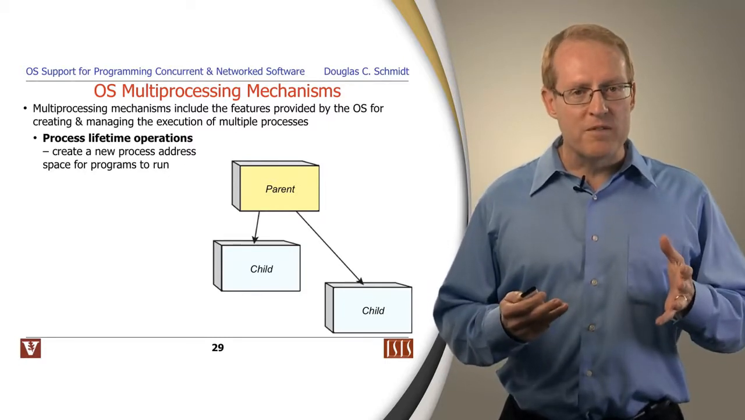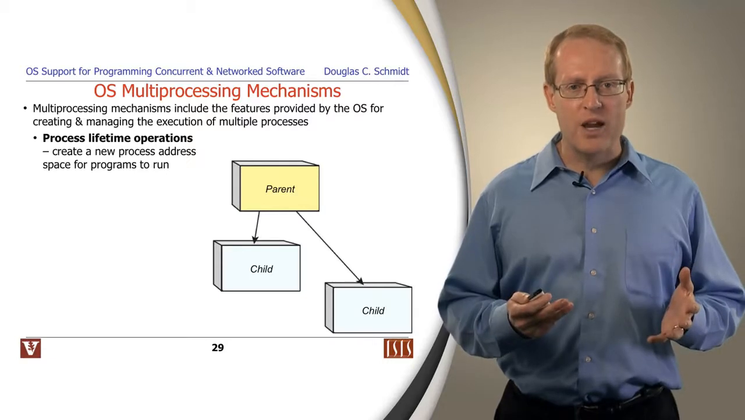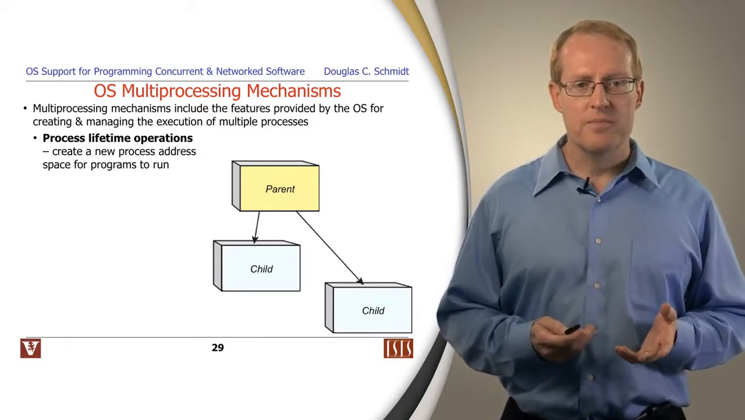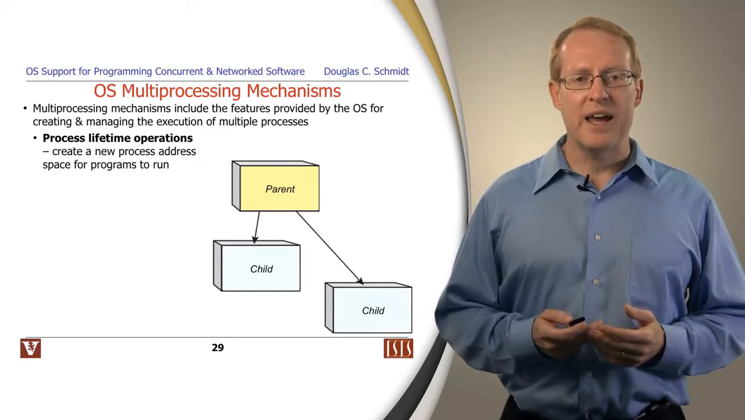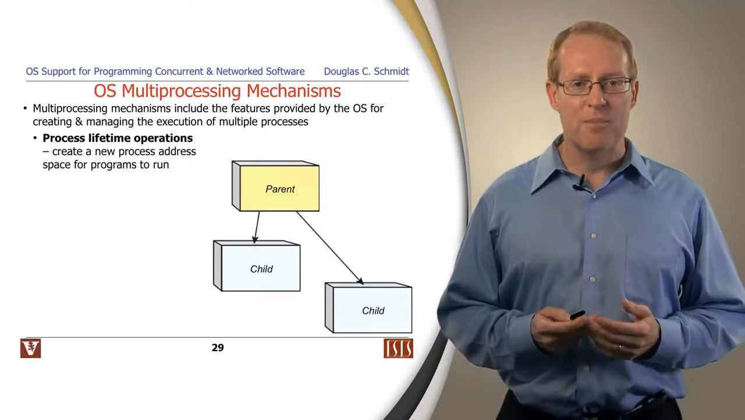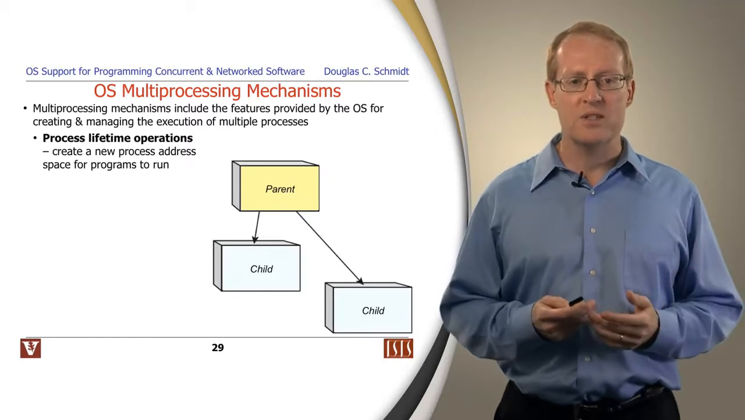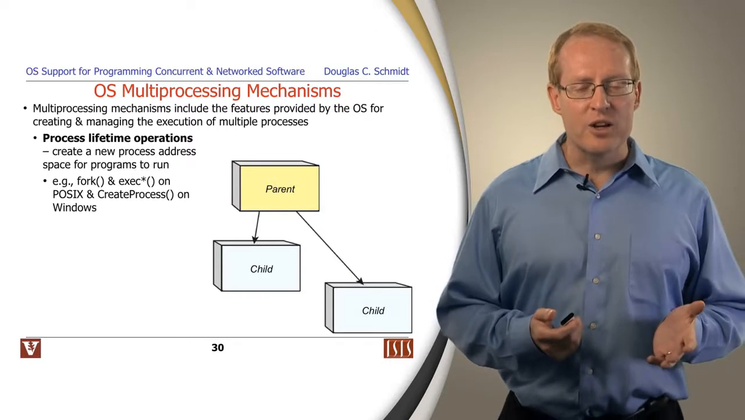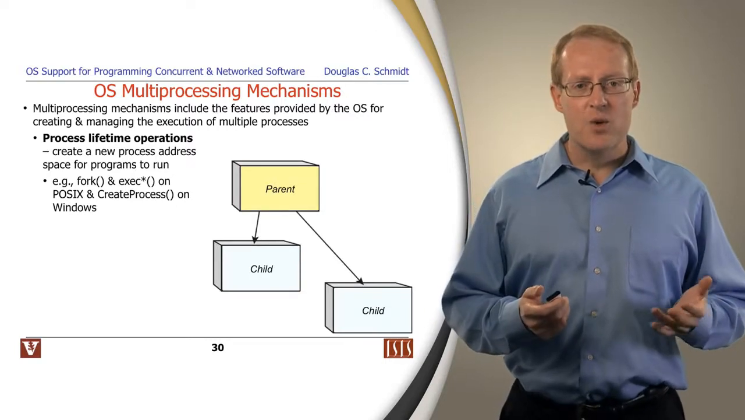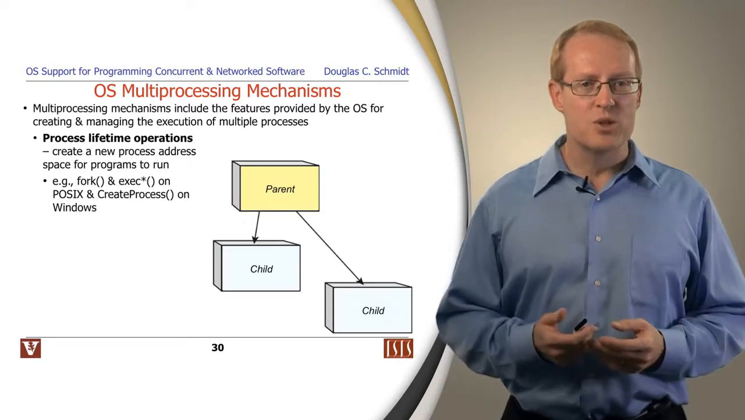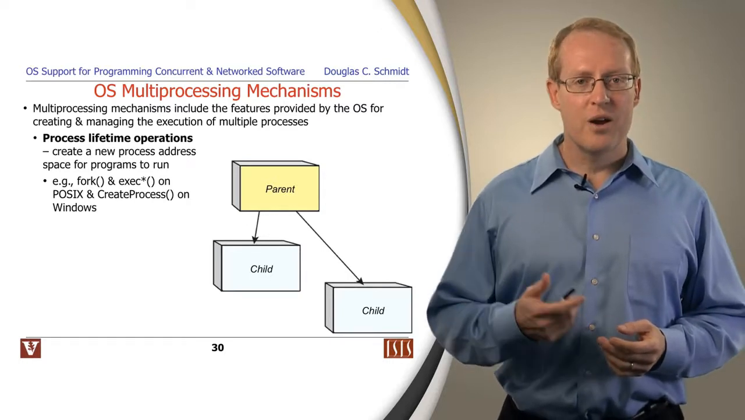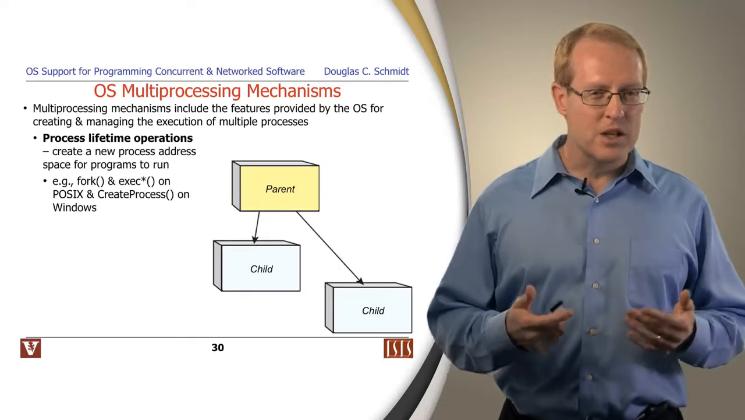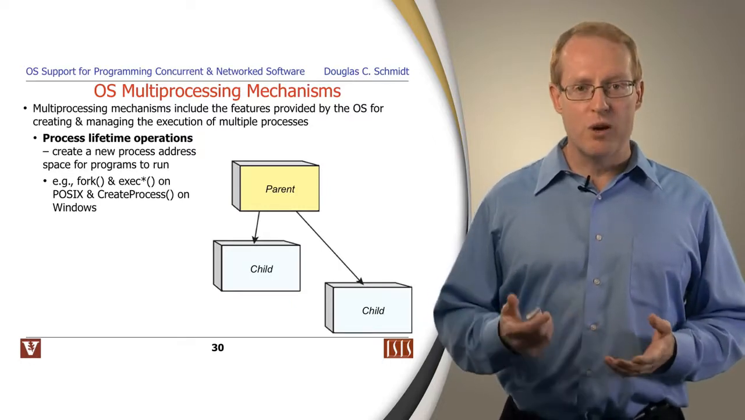You'll see that there's a number of different kinds of common operations that most operating systems support with respect to multiprocessing. One of the first set of operations we'll look at are process lifetime operations. These are used to create new processes and a new address space in which to run programs. In Unix, you have a couple of functions that are commonly used to create processes. These functions are fork and exec. On Windows, you see something a little different, that does somewhat the same thing, called create process.